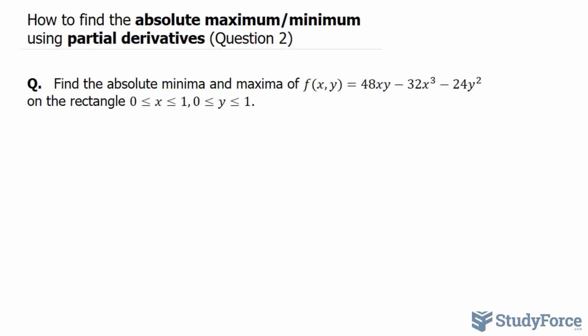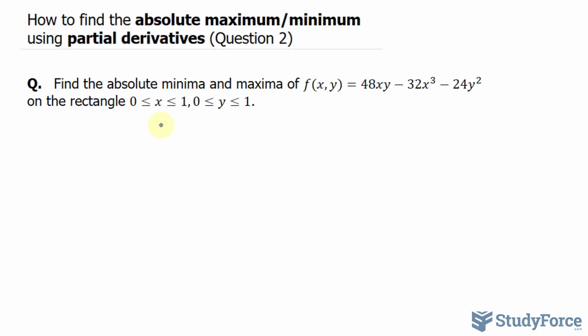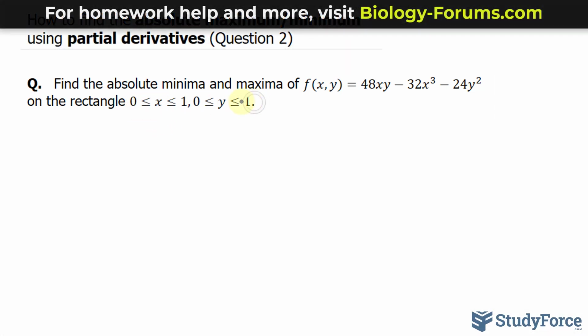In this lesson, I'll show you how to find the absolute maximum and minimum using partial derivatives. This time the question reads: find the absolute minima and maxima of the function f(x, y) is equal to 48xy minus 32x cubed minus 24y squared on the region x is between 0 and 1 and y is between 0 and 1. I want to start with a visual.